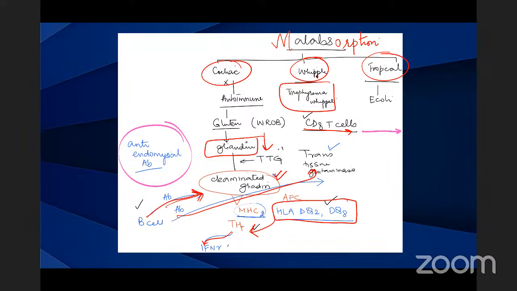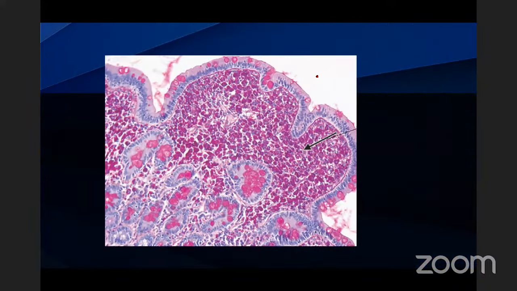So Tropheryma whipplei is basically a pathogen which is taken up, eaten up by the macrophages, and the lamina propria becomes distended by the macrophages. All the lamina propria becomes distended by the macrophages and it obstructs the lymphatics. So lymphatics become dilated. That is very classical of this patient, you should remember.